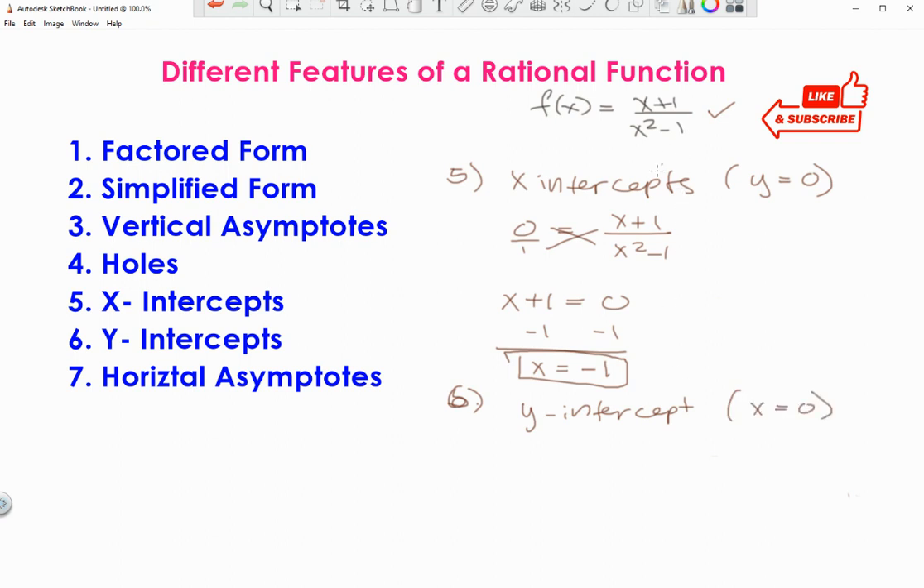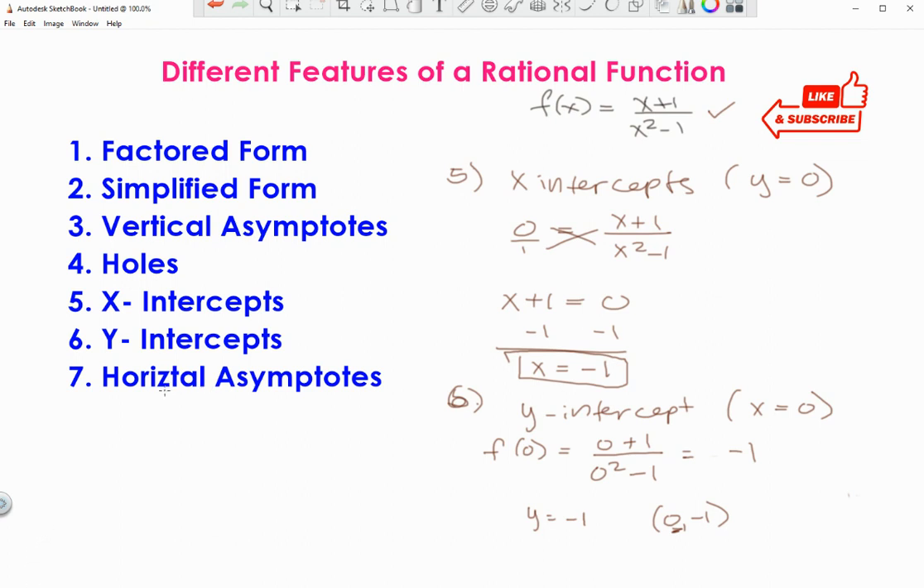So therefore, from your equation, you can do f of 0 equals, substitute 0 in your equation. Every time you see x, you replace it with 0. So 0 plus 1 over 0 squared minus 1. And when you simplify that, that's going to be negative 1. So your y-intercept, y equals negative 1, or the point for this would be (0, negative 1), because the x is always going to be 0.